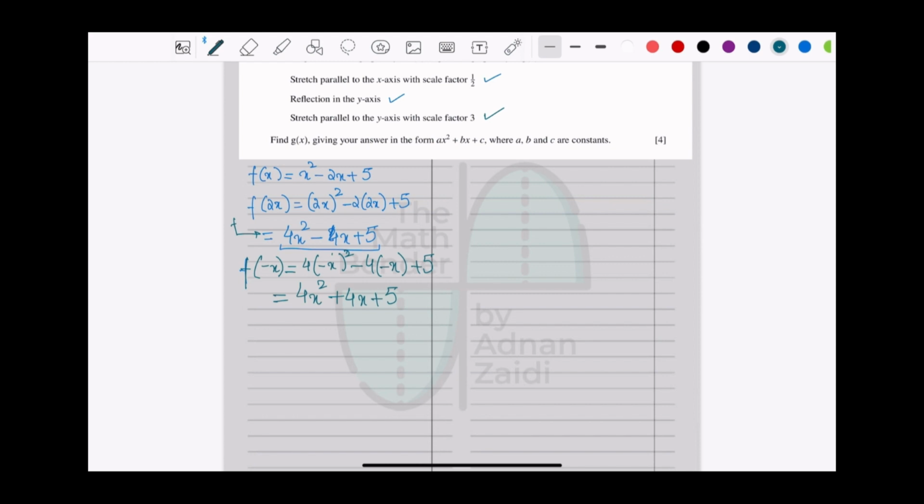Stretch parallel to the y-axis with a scale factor of 3. Which means 3 times f of x now, which is 3 times 4x squared plus 4x plus 5. This is going to be 12x squared plus 12x plus 15.